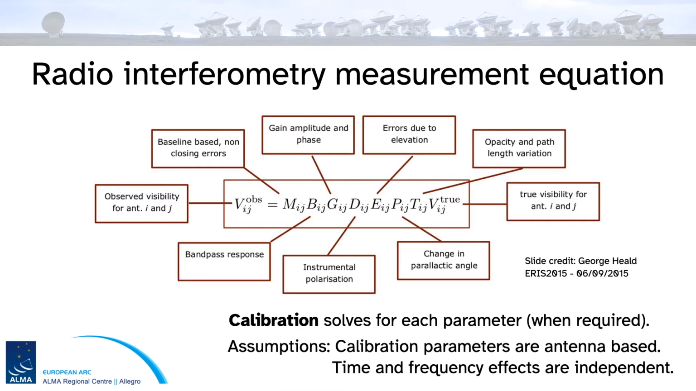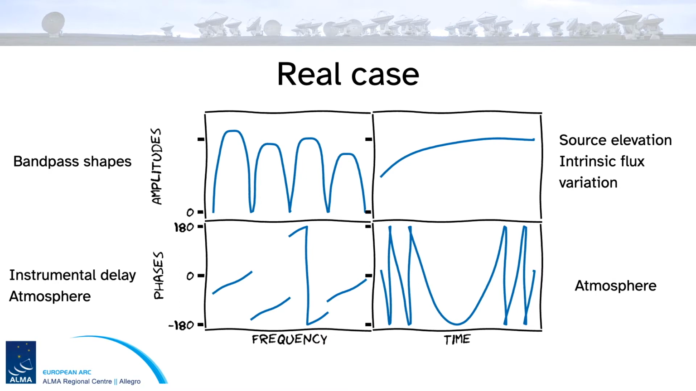This is the complete radio interferometry measurement equation, which entails all the sources of error which affect the true visibilities of the source. The interferometer records the observed visibilities, but we are of course interested in the true visibilities. Thus, we have to solve for these different parameters. This is what calibration does. For this to work, we assume that the calibration parameters are antenna-based and that the time and frequency effects are independent. In the real case, the previous diagrams look more like this.